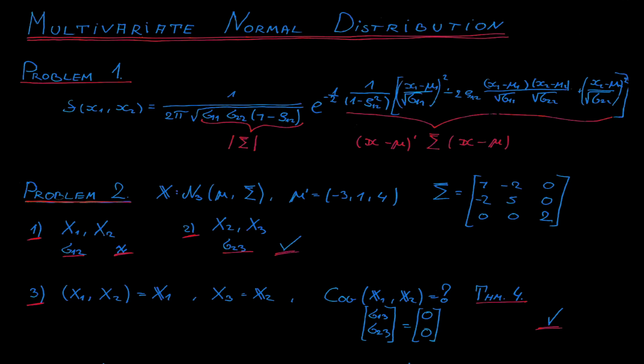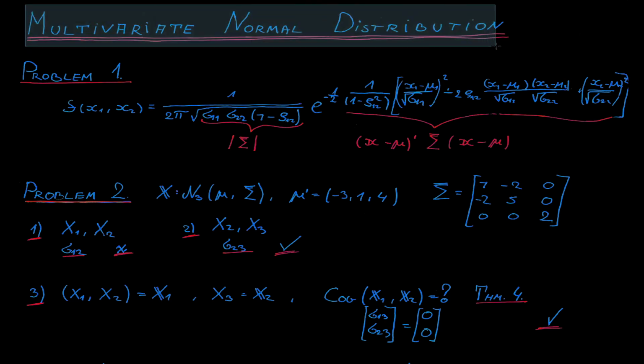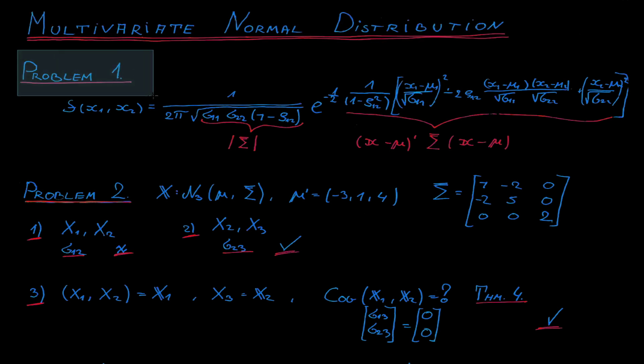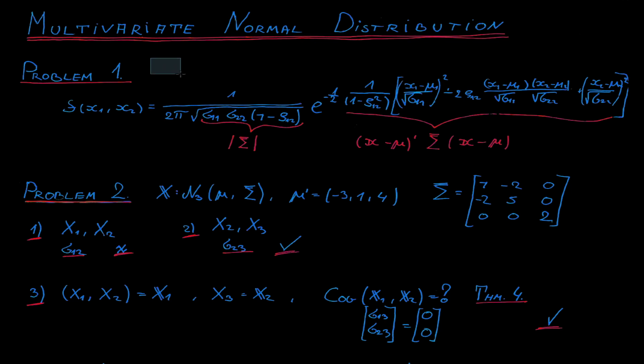Hello! Today we will solve a couple of problems concerning multivariate normal distribution. The first problem is to find the probability density function of a bivariate normal distribution. So, if we have a bivariate normal distribution, we mean that our vector x contains two elements, x1 and x2. So, our random variables x1 and x2.